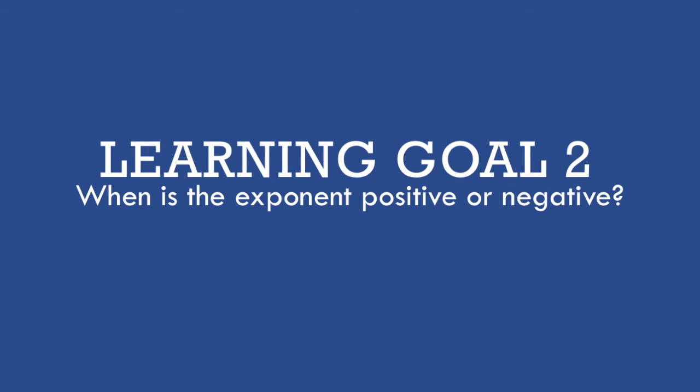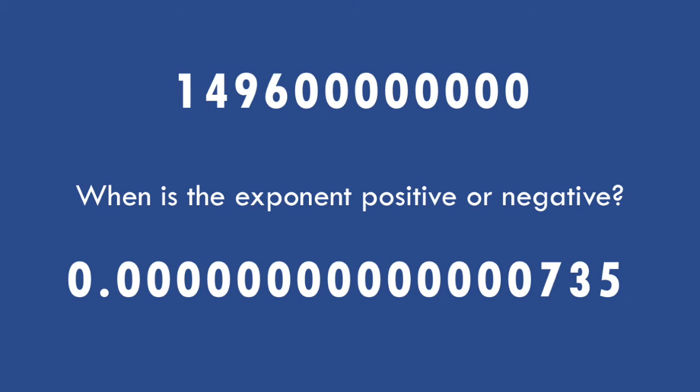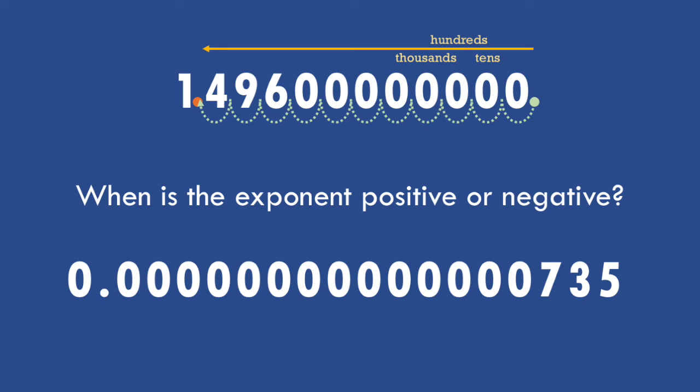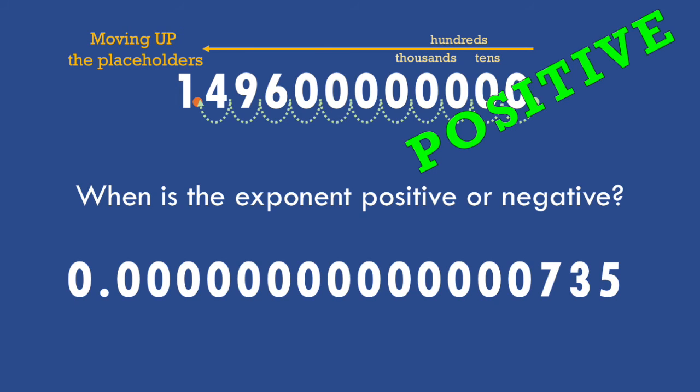This brings us to learning goal 2. How can we tell when the exponent is positive or negative? Let us first take a look at a very large number. In a very large number, we will need to shift the decimal point from the ones placeholder to the tens, hundreds, thousands, so on and so forth. With this, we are moving up the placeholders. As we're moving up the placeholders, the exponent is positive.